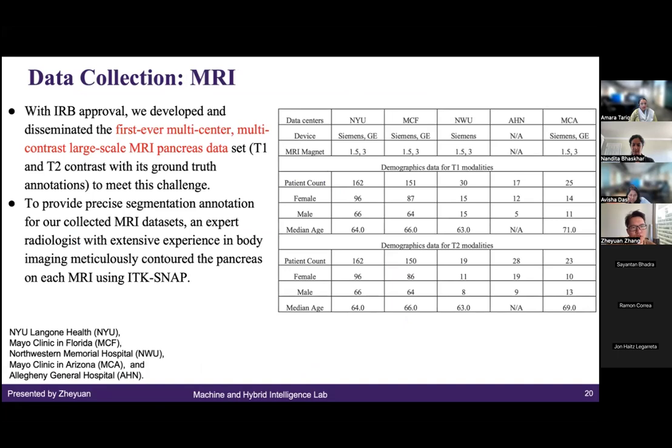And so in this study, with IRB approval, we developed the first ever multi-center, multi-site, multi-contrast, large-scale MRI datasets, including T1 and T2 contrast. And to provide precise segmentation annotations for our collected MRI datasets, one radiologist with extensive experience in body imaging conducted the pancreas annotations using ITK-SNAP.